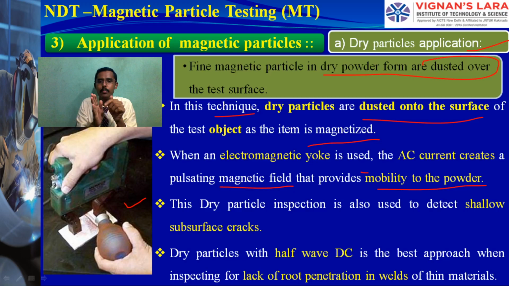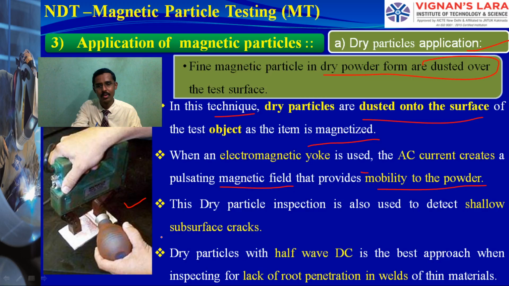This magnetic particle inspection is also used to detect shallow subsurface defects. Basically, it is a surface defect detecting method, for cracks available in the surface, connected to the surface. But cracks nearer to the surface are also possible to detect. It is not possible for those which are deeper.